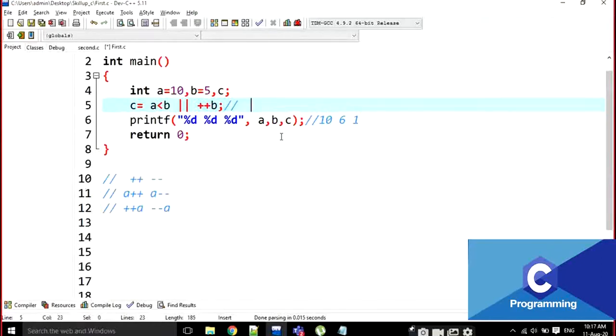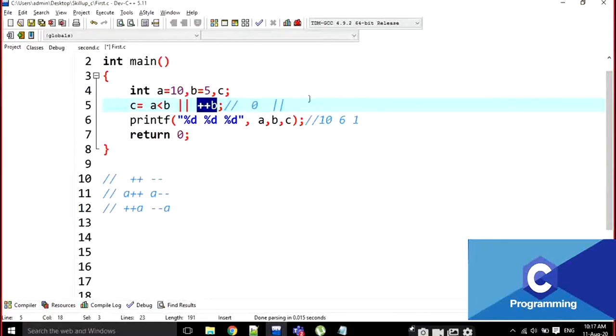First one is that 10 is less than 5. Is it true or not? No, it is false. Yes, the first one is false. False means 0. Then the OR gate. I already told you that any value other than 0 is true. Other than 0, any value is true, in any programming language. Here, what is the B value?